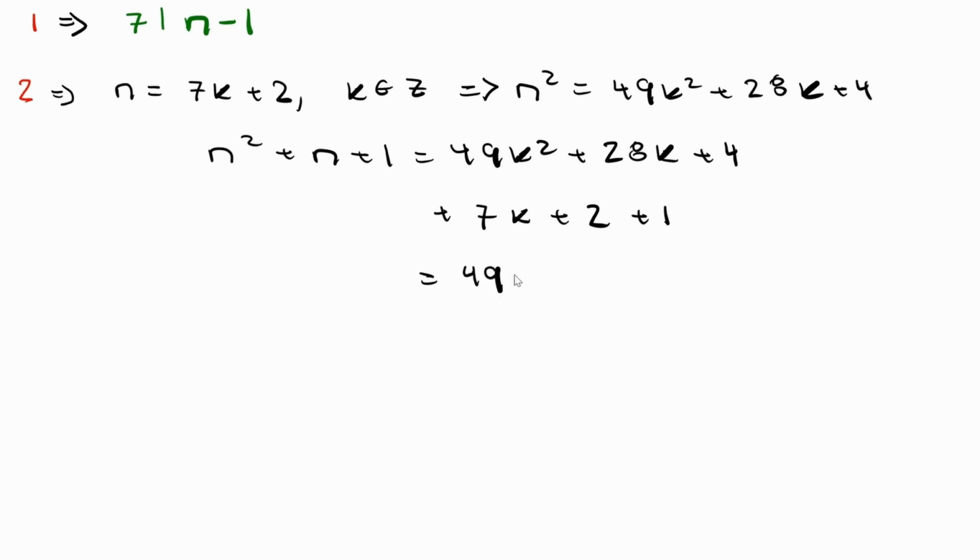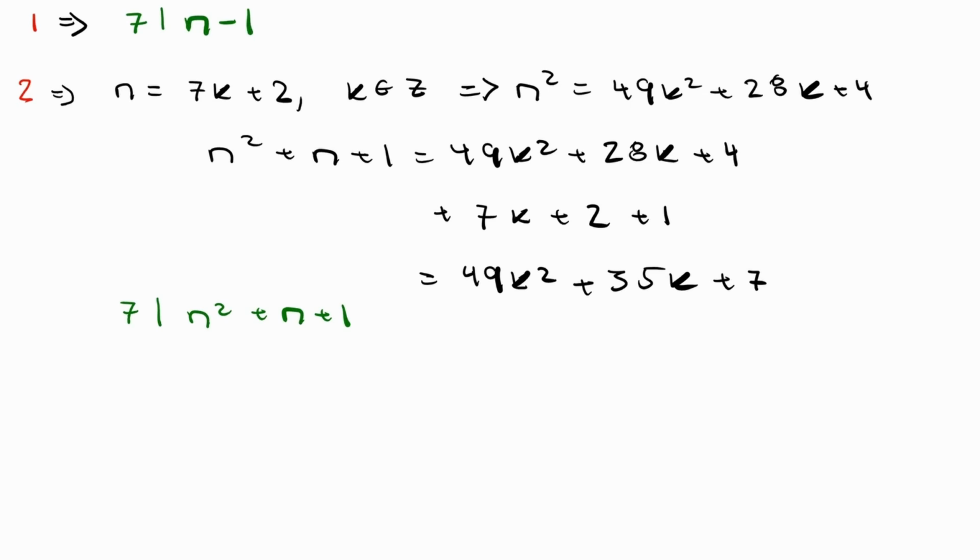And when we simplify this, we get 49k squared plus 35k plus 7. We now note that 7 is a common factor of this expression, because 49 is 7 times 7, 35 is 5 times 7, and 7 is just 7. So every single one of these terms is divisible by 7, therefore the whole expression is divisible by 7.